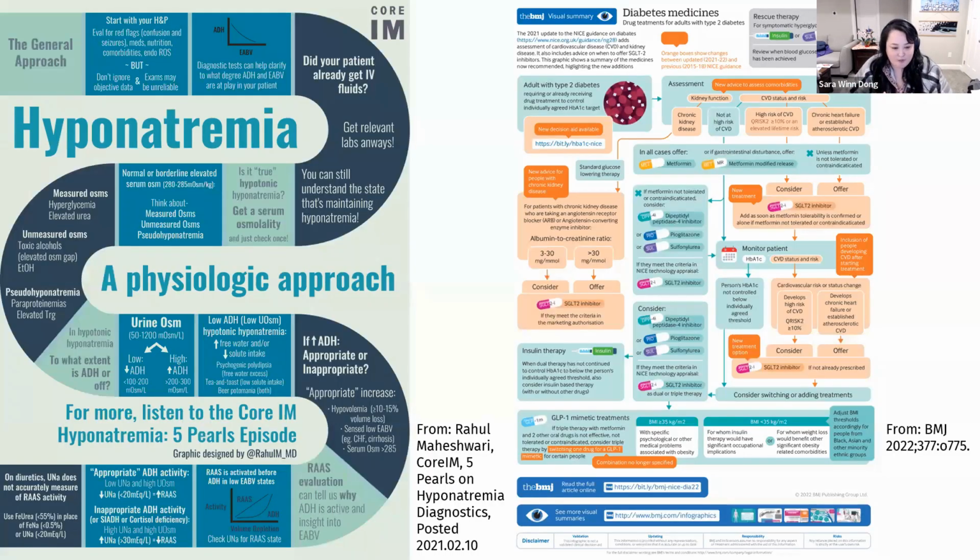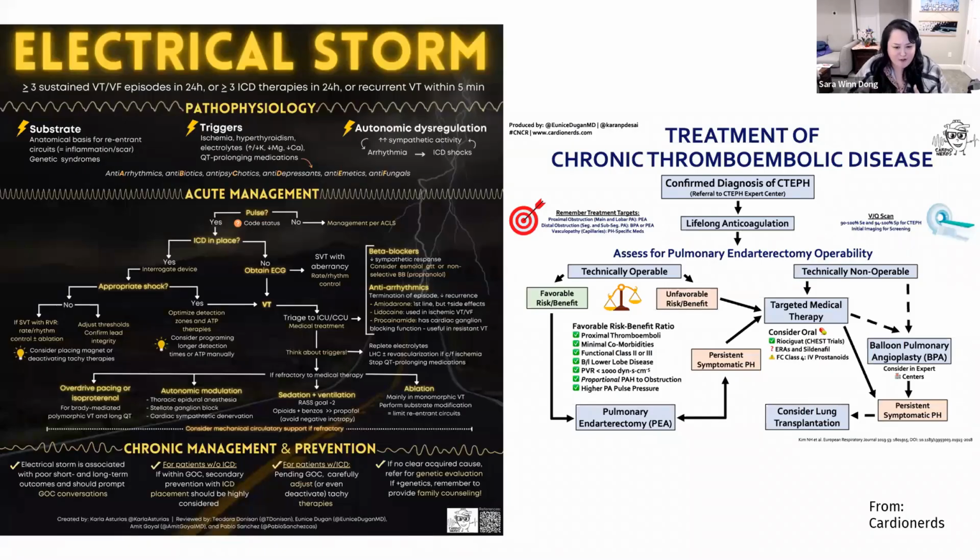But there are other forms of this. This is a really nice one from Core IM on hyponatremia. And then the one on the right is actually meant to be a visual summary, kind of like an abstract for a diabetes paper. And then there are several examples of great flow diagrams on the CardioNerds library of graphics.